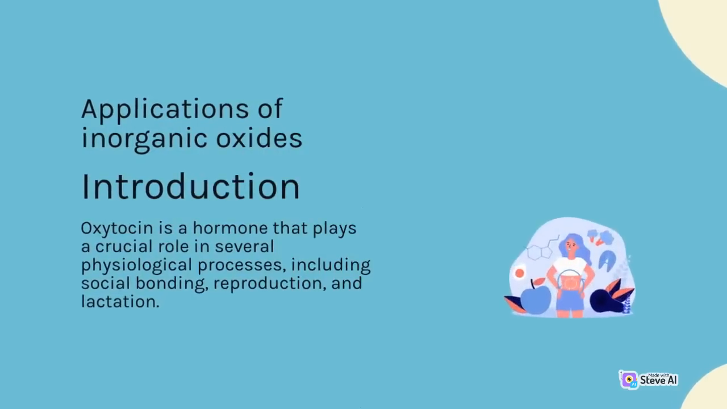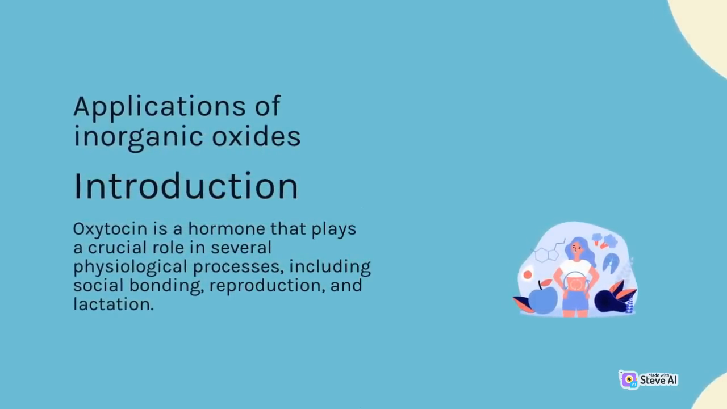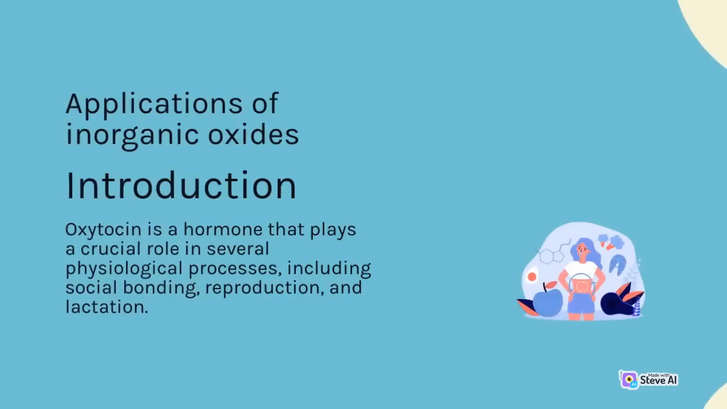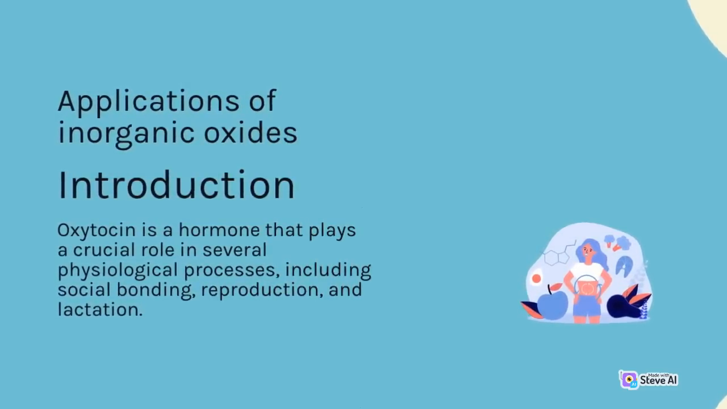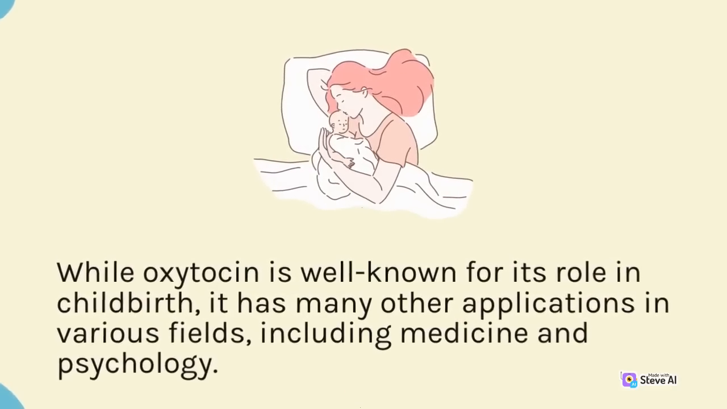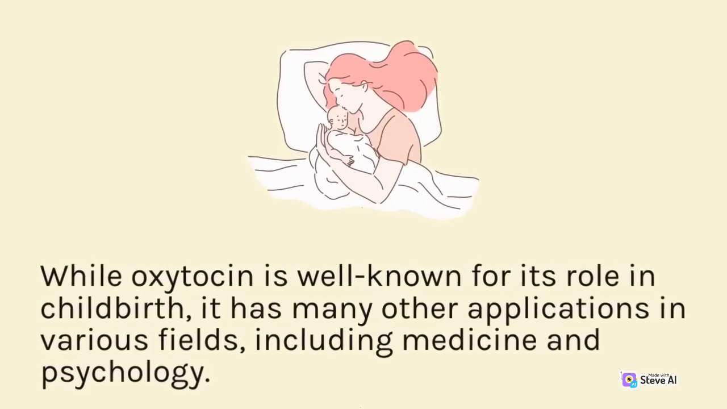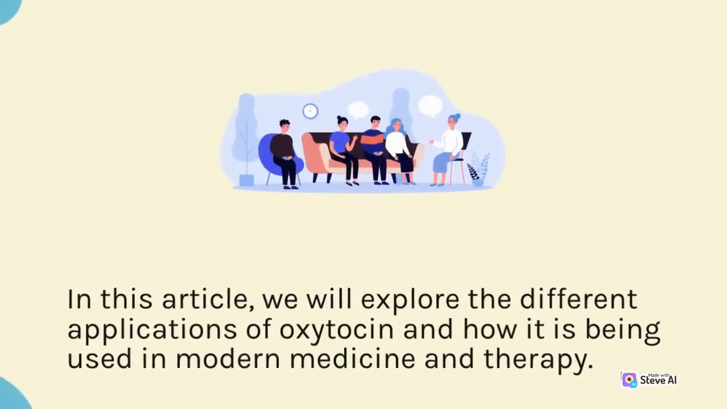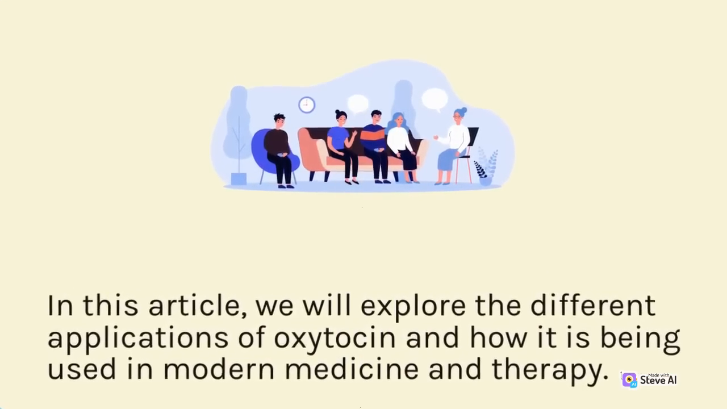Applications of oxytocin. Introduction. Oxytocin is a hormone that plays a crucial role in several physiological processes, including social bonding, reproduction, and lactation. While oxytocin is well known for its role in childbirth, it has many other applications in various fields, including medicine and psychology. In this article, we will explore the different applications of oxytocin and how it is being used in modern medicine and therapy.